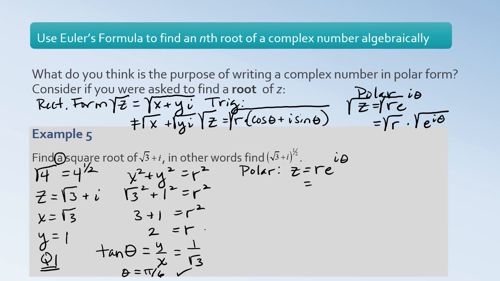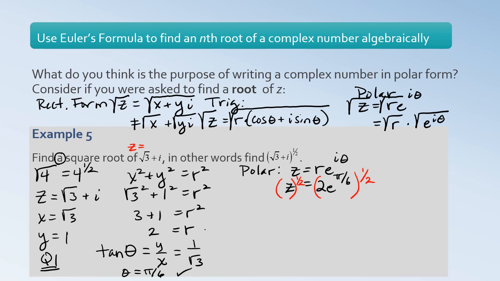So my r value is 2 and my theta is pi over 6. Now that's what z equals. And notice that right from the get-go, I let the original problem be called z. So if I want to find a square root of z, then what I need to do is to take and raise this z to the 1/2 power on the left, and then do the same thing on the right.